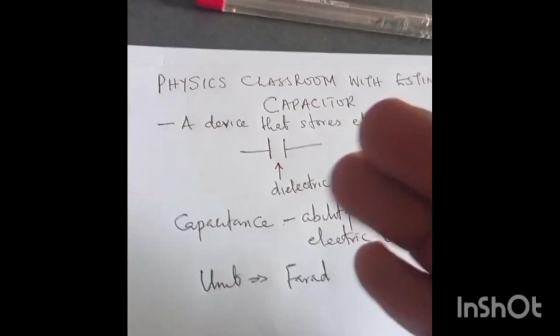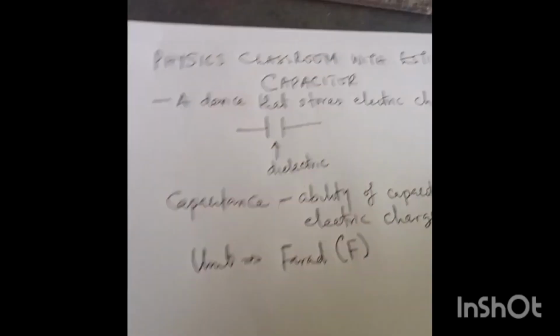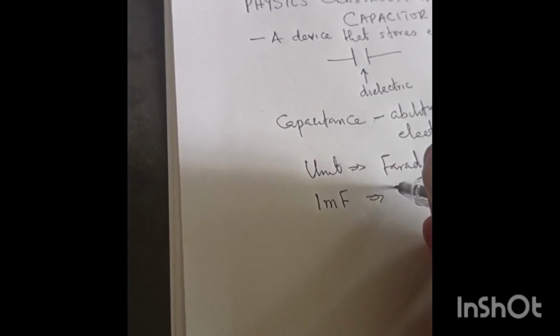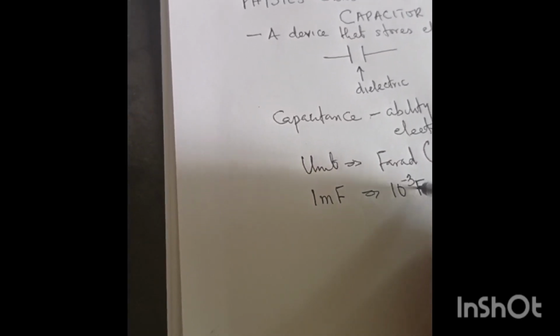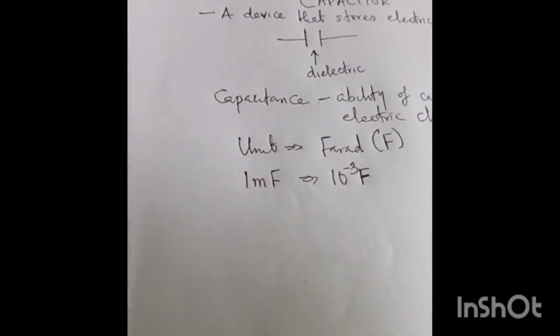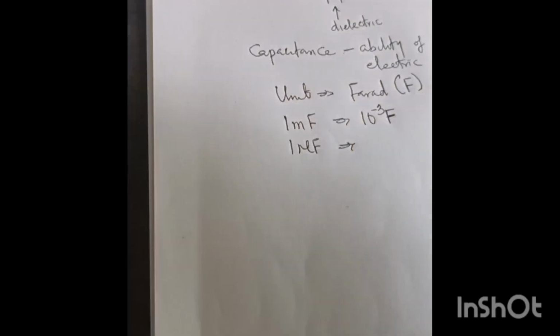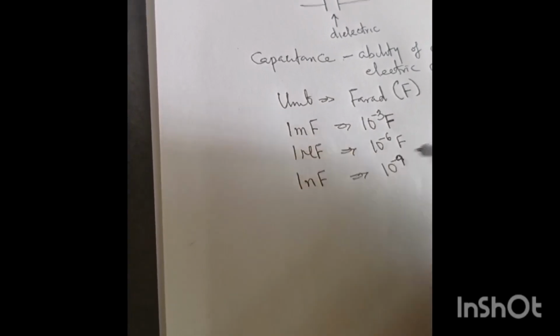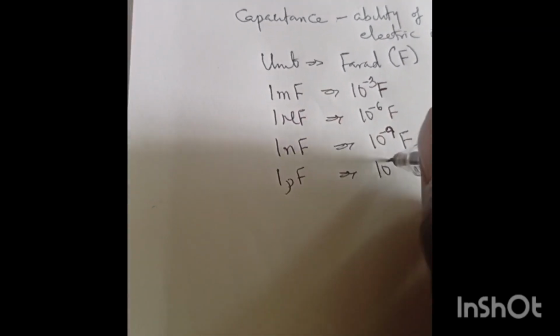Please, there is a difference between Faraday and farad. Farad is the unit of capacitance, that is F. Take notice of the notation. If I write 1 millifarad, what does it mean? Milli means divided by 1000, that is 10 raised to the power minus 3 farad. There is no way you'll be writing exams without these things, that's why I need to spell them out. If I say 1 microfarad, micro means divided by 1 million, that is 10 raised to the power minus 6. If I talk about nanofarad, it means divided by 1 billion, that is 10 raised to the power minus 9 farad. If I talk about 1 picofarad, that is 10 raised to the power minus 12. So this is the interpretation of all those things.